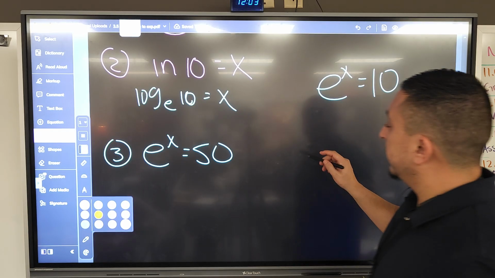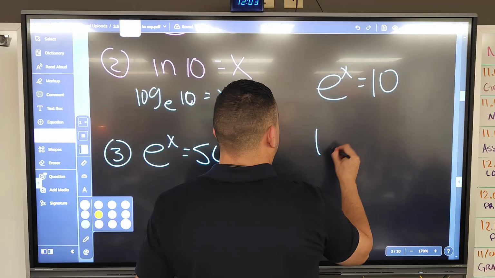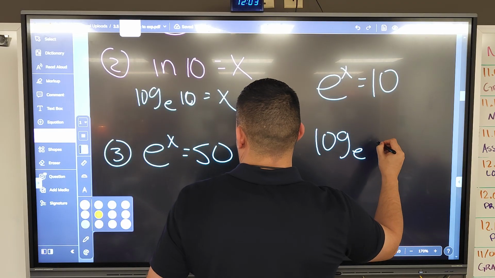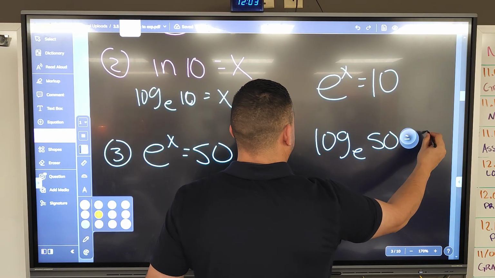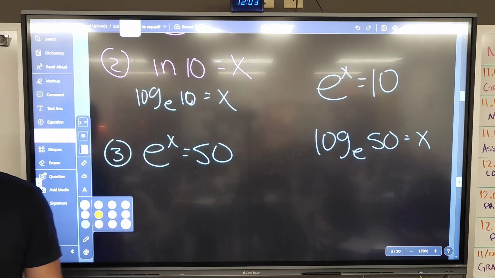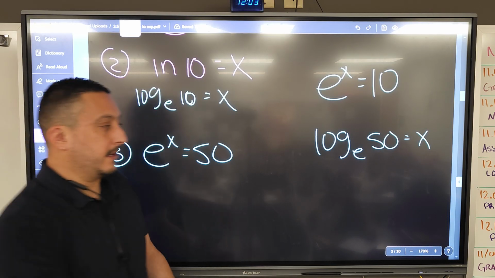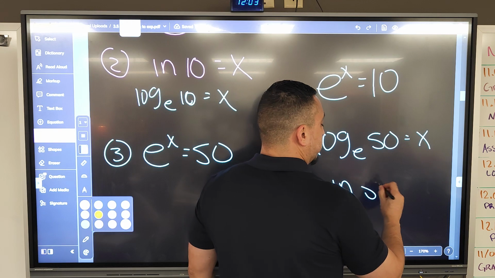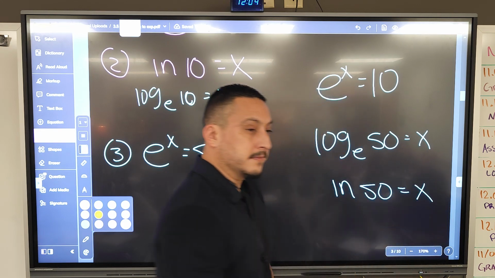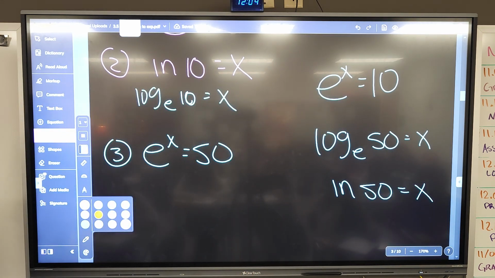Okay, so here we go. Log of base e of 50 equals x. So remember, you don't write log base e, you have to rewrite it as ln. And so if you say it as base e, you have to rewrite it as ln. Everybody okay with those? Yes. No. Question? No? Okay.